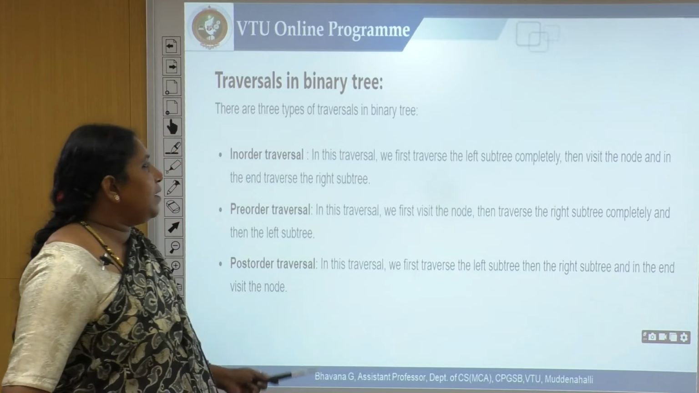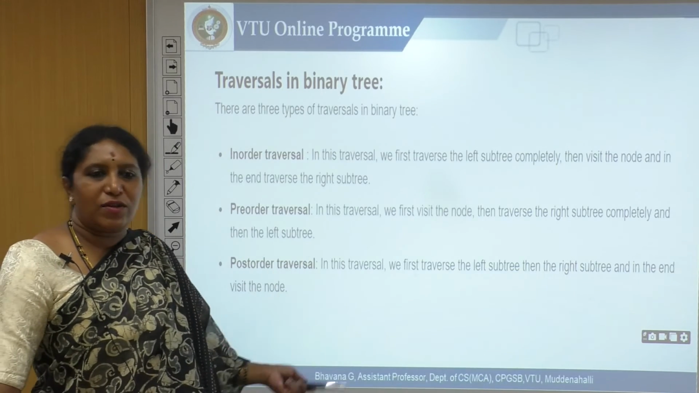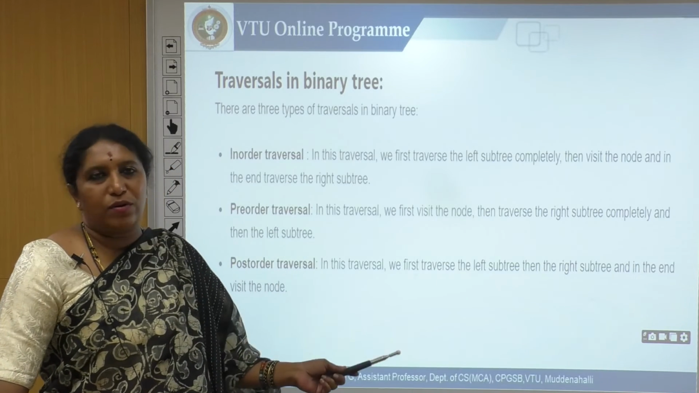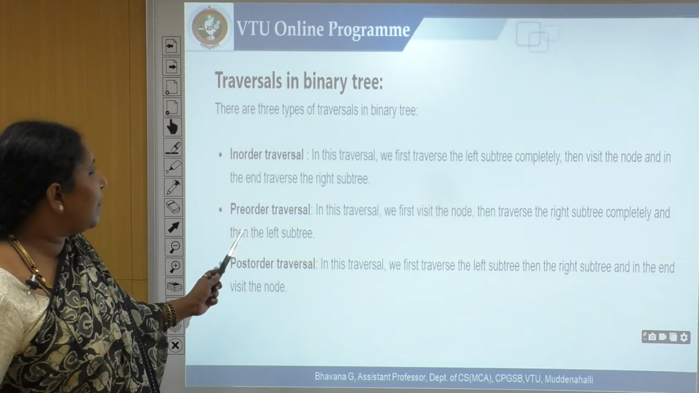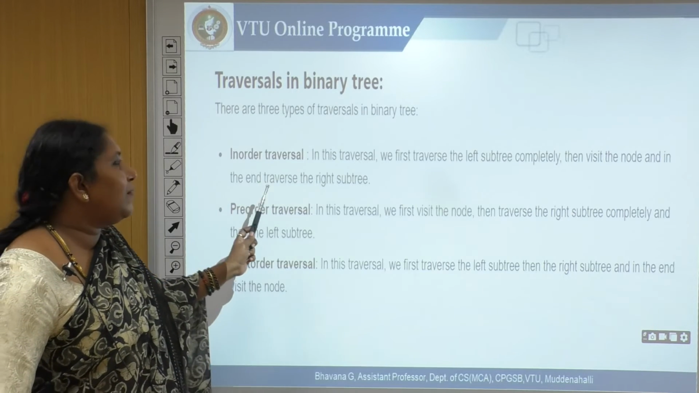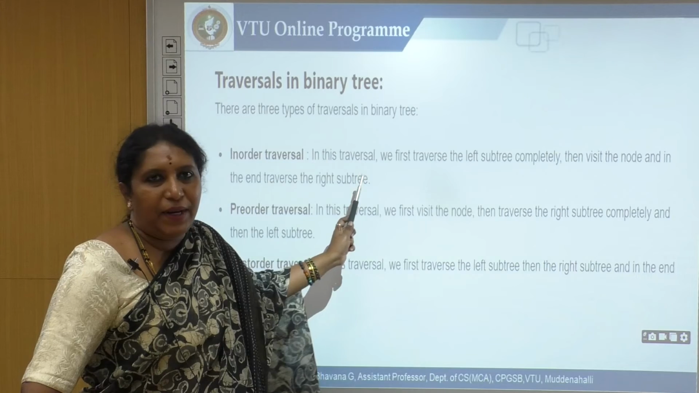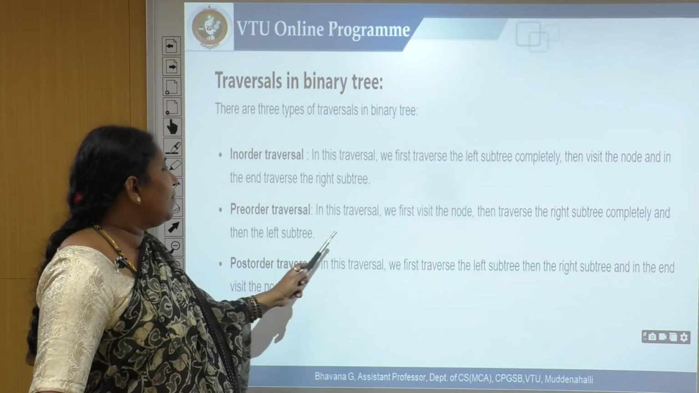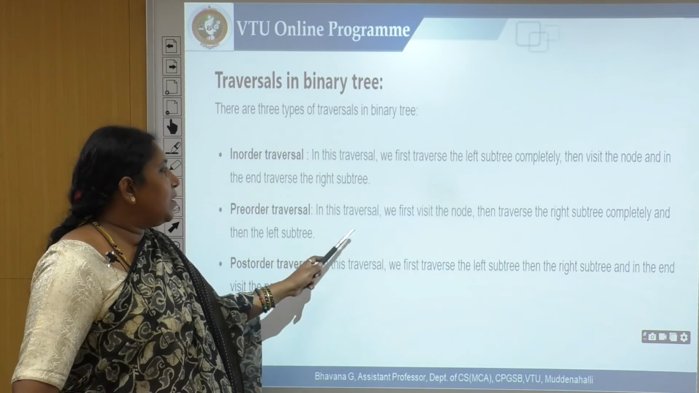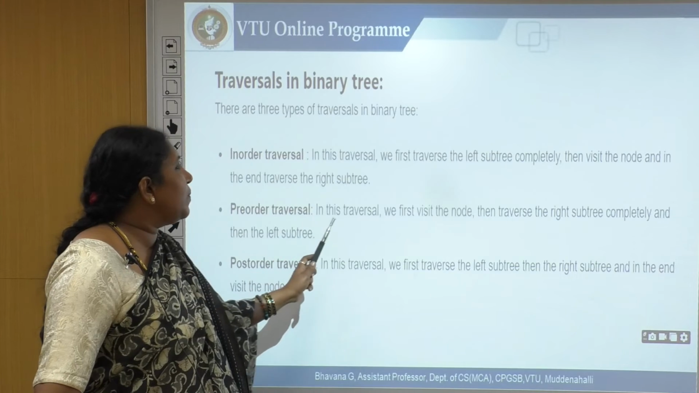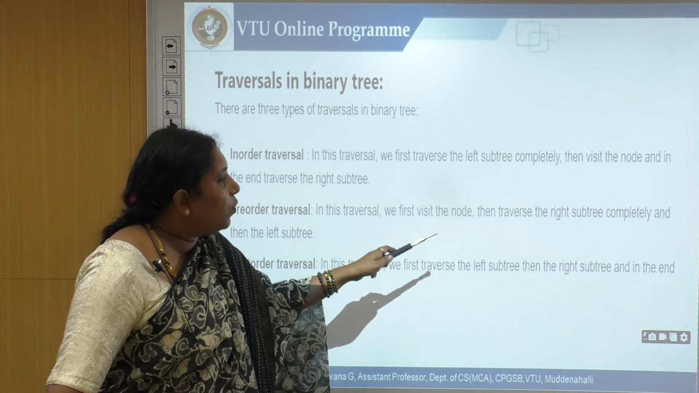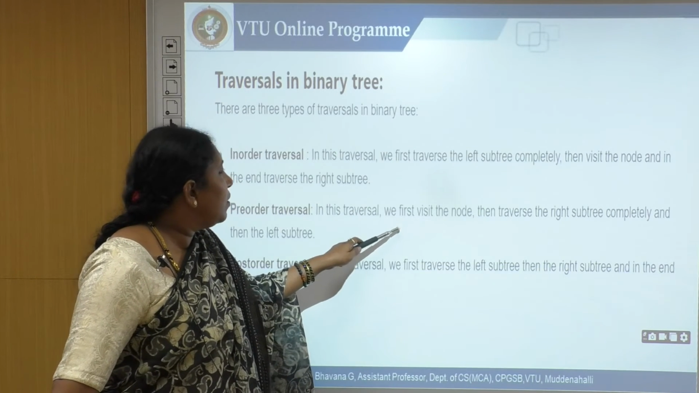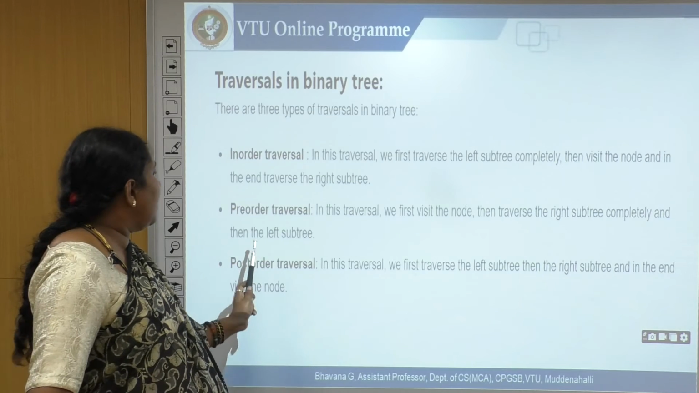Okay. Even in a binary search tree we have traversal operations just like a binary tree. Same thing: in-order traversal, pre-order traversal, then post-order traversal. You know what in-order traversal is, we've already gone through that. In-order traversal is visiting the left subtree, then the root, and after that traversing the right subtree. Pre-order traversal is we first visit the node, then traverse the left subtree and right subtree.